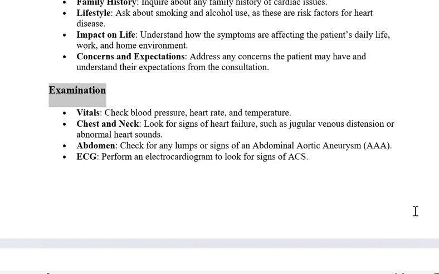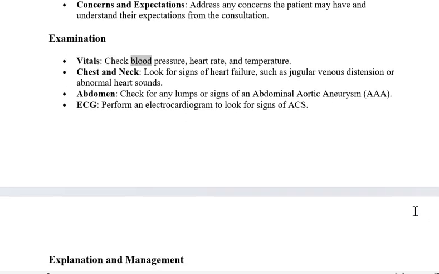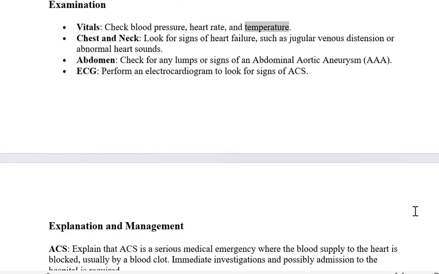Examination. Vitals. Check blood pressure, heart rate, and temperature. Chest and neck. Look for signs of heart failure, such as jugular venous distension or abnormal heart sounds. Abdomen. Check for any lumps or signs of an abdominal aortic aneurysm, AAA. ECG. Perform an electrocardiogram to look for signs of ACS.